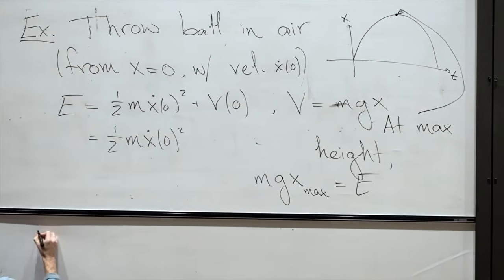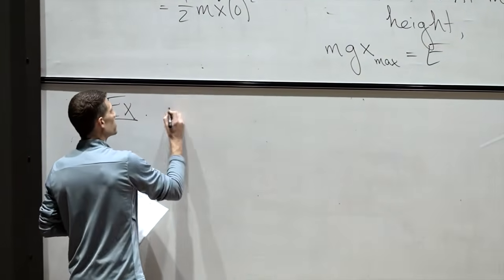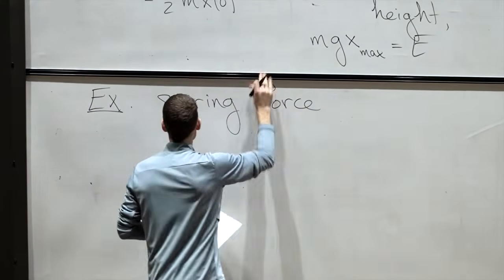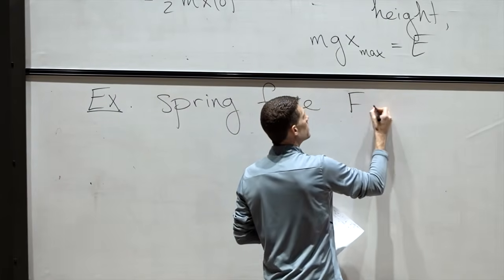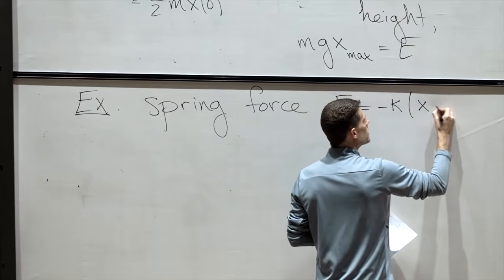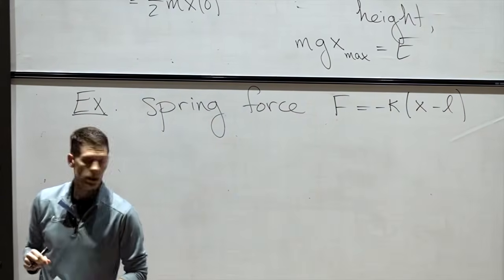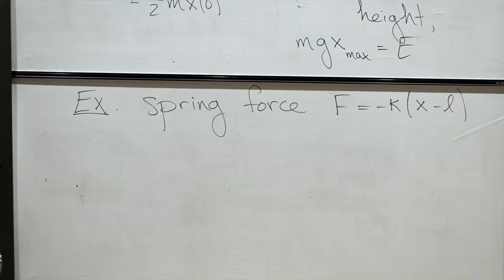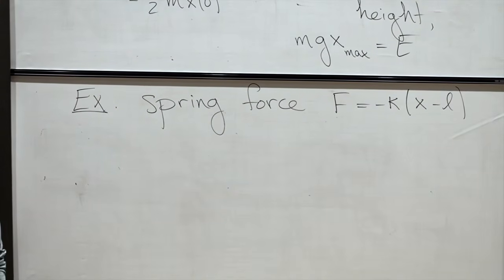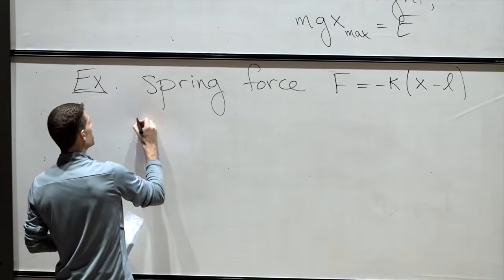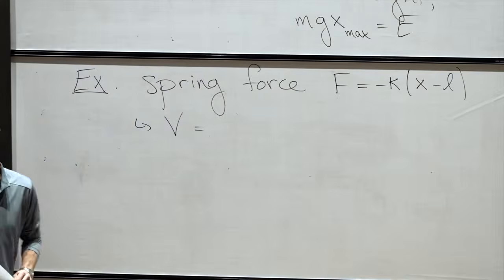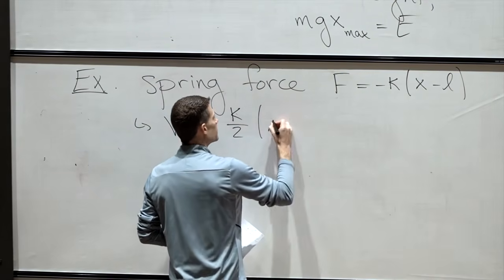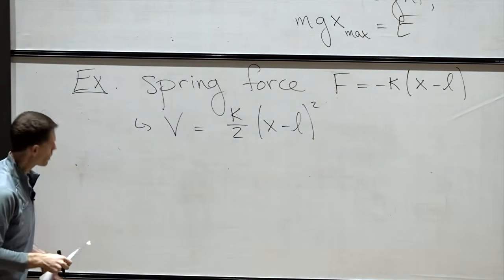Okay, let's think about another example. How about a spring? We've said, I think in the last lecture, that the spring force in this 1D motion looks like that, minus k times x minus L, L being the rest length. So if x is greater than L, the spring force acts in the minus x direction, and the constant k converts it to a force. So for the spring force, the potential energy V, the antiderivative of that, is like x minus L squared over 2, and the minus cancels out the minus. It's k over 2 times x minus L squared.